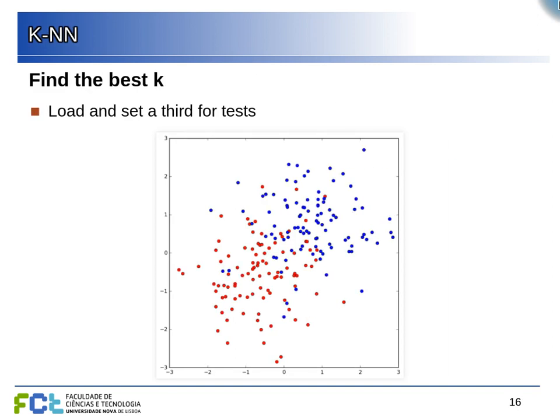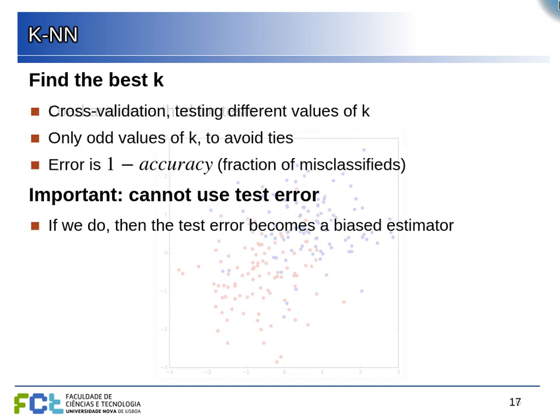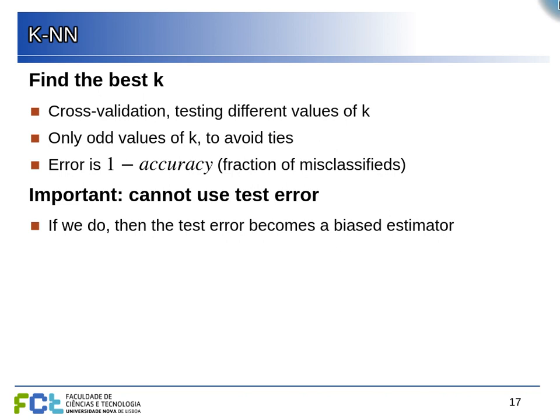So let's see an example. We have this data set, and we want to find the best k value for our k nearest neighbors classifier in this data. So we're going to load the data set. We set aside a third of the points for testing, so to get an unbiased estimate of the true error in the end. And now we're going to do cross-validation to test different values of k.